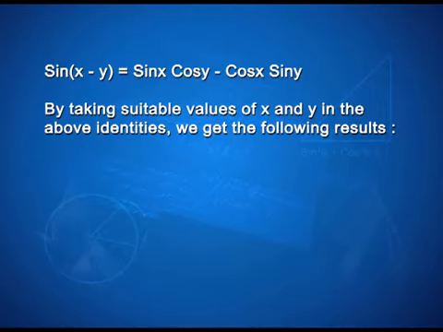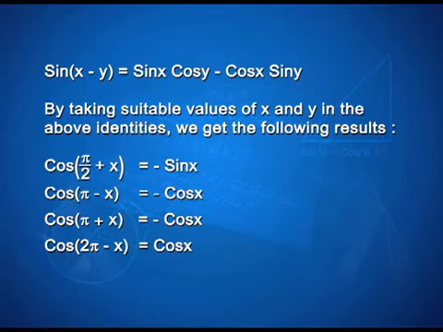By taking suitable values of x and y in the above identities, we get the following important results. Cos of pi by 2 plus x is equal to minus sin x, cos of pi minus x is equal to minus cos x, cos of pi plus x is equal to minus cos x, and cos of 2 pi minus x can be written as cos of x.